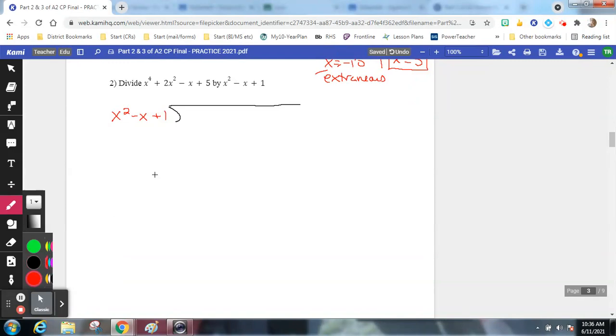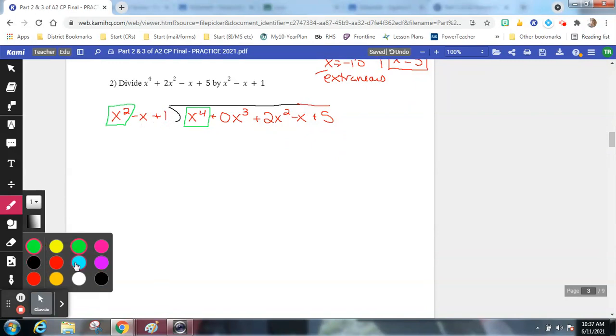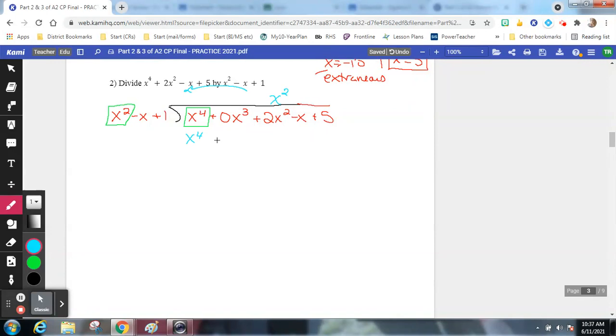Now, anything that is missing, like I go from an x to the 4th, I'm missing an x cubed, I got to put a 0, I got to put a placeholder. Okay, and then everything else I have. Okay, as we go through this, you look at your first terms. So what do I have to multiply an x squared by to make it an x to the 4th? Well, I would multiply by an x squared. X squared, you distribute. X squared times x squared is an x to the 4th. X squared times a negative x is a negative x cubed. X squared times 1 is a positive x squared.